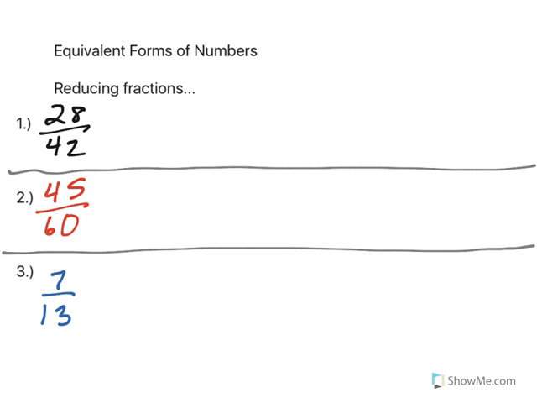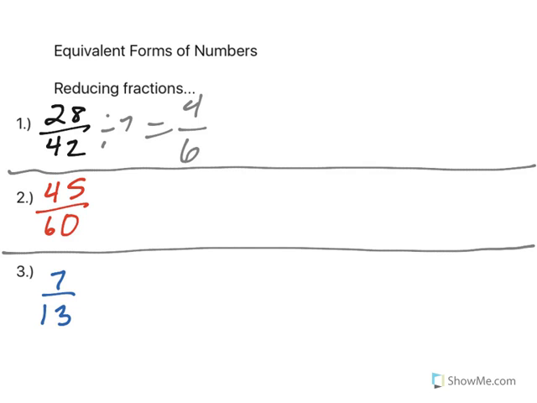Now, when you're reducing a fraction, your goal is to find something that goes into the numerator and the denominator evenly. So if we're looking at number 1, 28 and 42, there's a whole host of ways to do this. When I look at these two right away, and it might be different for you, I saw 7. So I know that I can divide the top and the bottom by 7 because 28 divided by 7 is 4, and 42 divided by 7 is 6.